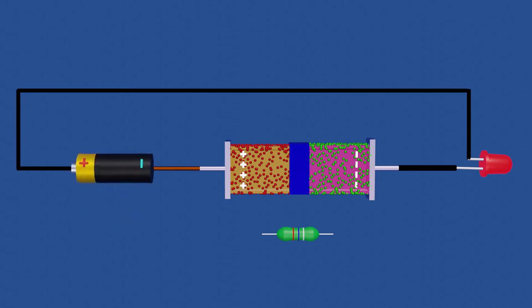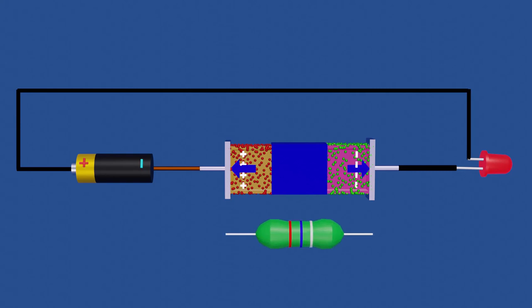Reversing the polarity of the battery puts the diode in reverse bias. Here, holes and electrons are pulled away from the junction, widening the depletion region, and acting as a barrier to the current flow, giving the diode a high resistance in this direction.